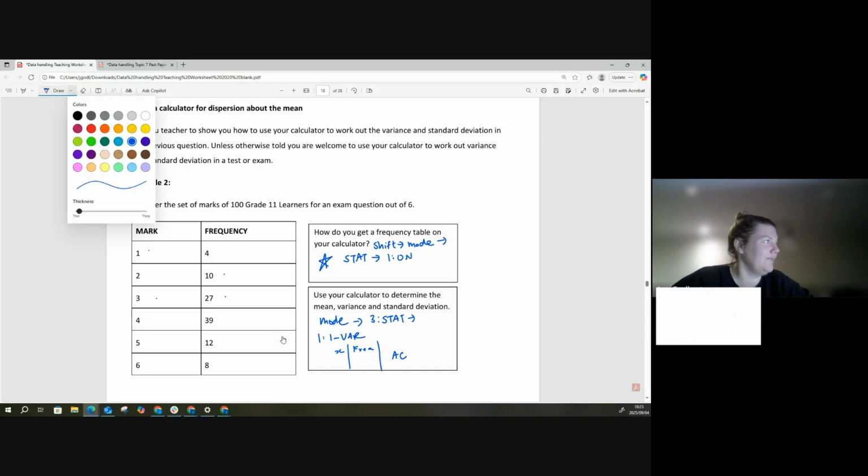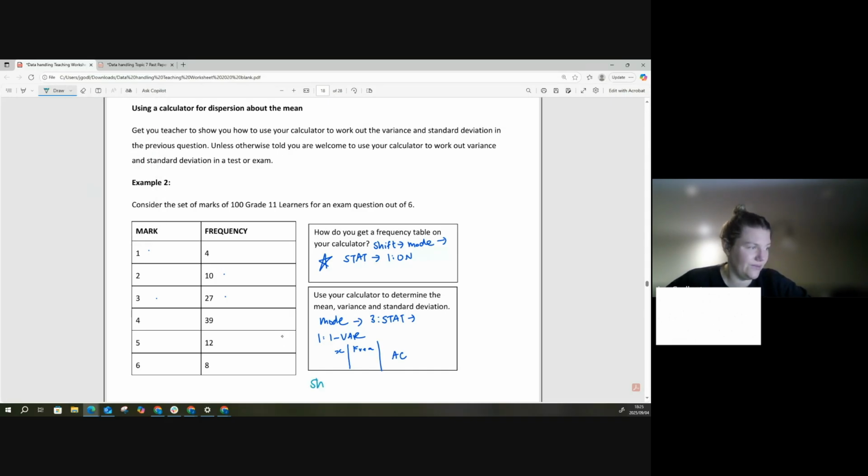And then when we're ready for what we need, we're going to say Shift, and then number 1. And then we're going to go to number 4, which says Var. And then we've got a whole lot of options. Option 1 is N, option 2 is our mean, option 3 looks like this, and then option 4 looks like this.